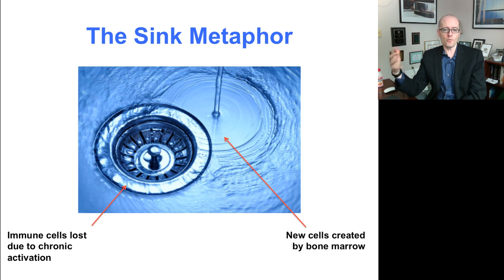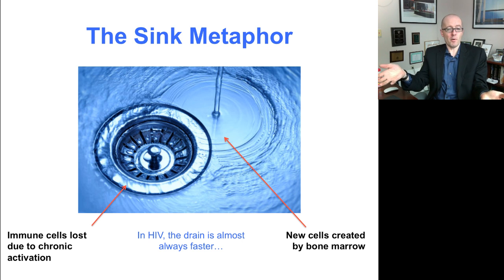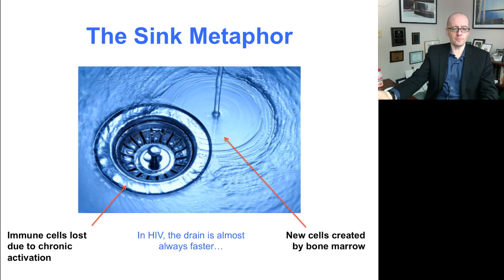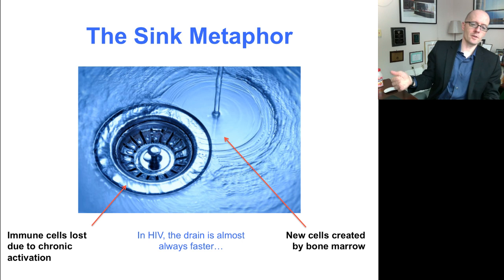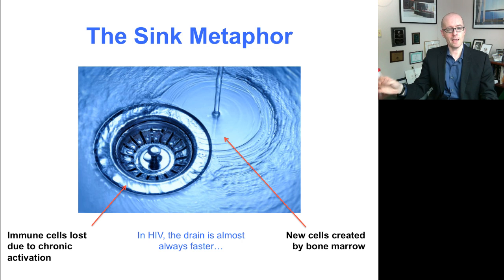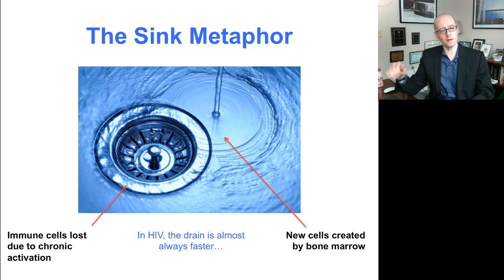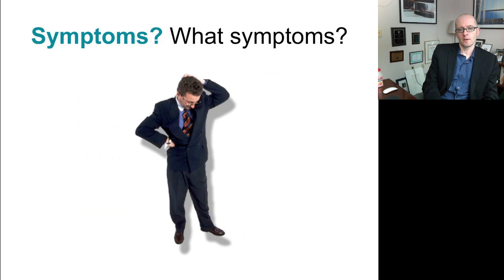The problem is that over time in HIV, the drain is almost always faster. Eventually, this balancing act starts to fall apart for the person, and the progressive loss of cells gets to a place where the immune system detectably can't protect itself. And we'll talk about what it's like to get past that threshold. Along the way, paradoxically, people typically experience no symptoms. It's often asymptomatic.